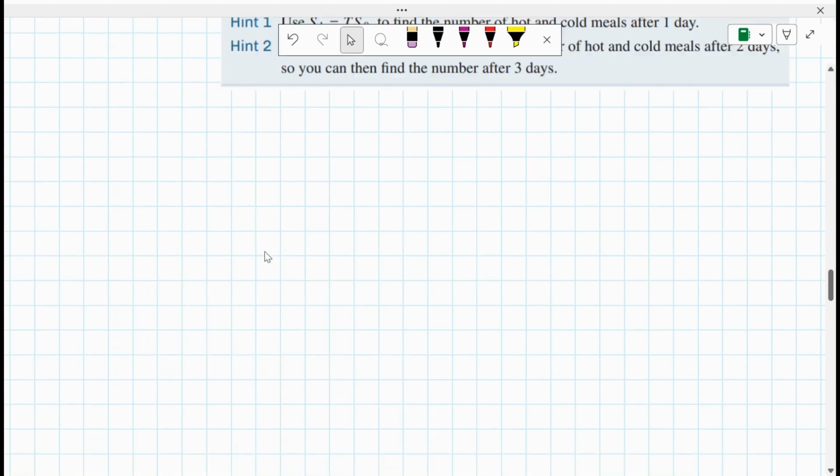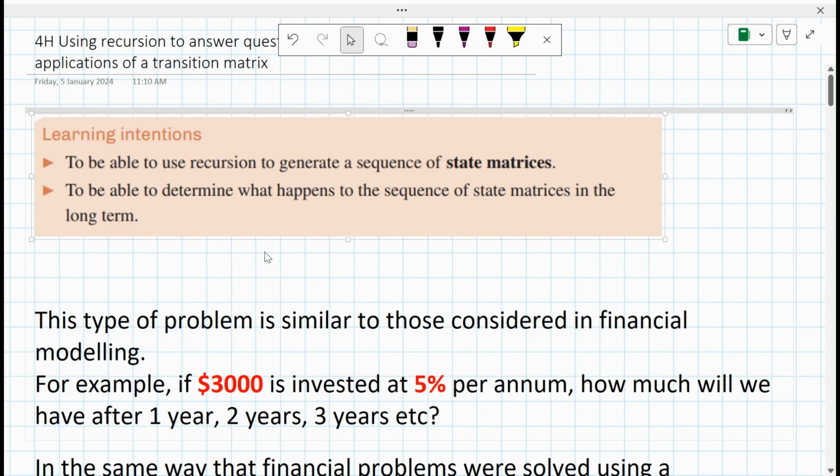Hello everyone, today we're going to start with something new, which is called recurrence, and using it to answer questions and require the transition matrix. Also today we're going to learn something called the state matrix. Hopefully you can understand it after all. Let's get started.